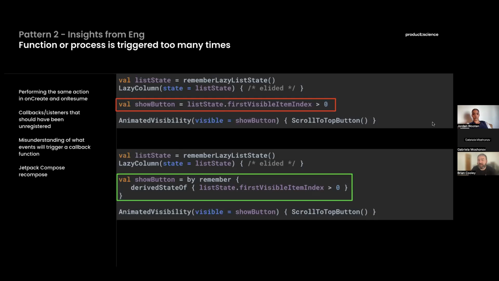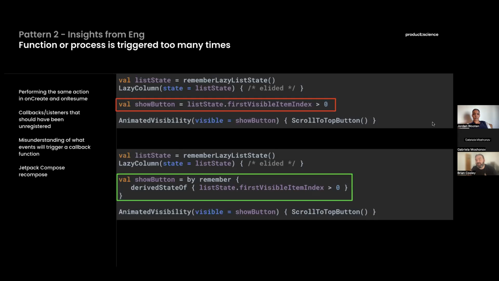And just to show you what I'm talking about here, I have some sample code on the right side of the slide. What it shows is that you're trying to build a list and you want to have a button that shows up once you've scrolled away from the top. So we have this code called show button, which is computing a true/false Boolean value. And it's based on the list state's first visible item index, which is something that's provided by the lazy list in Jetpack Compose.